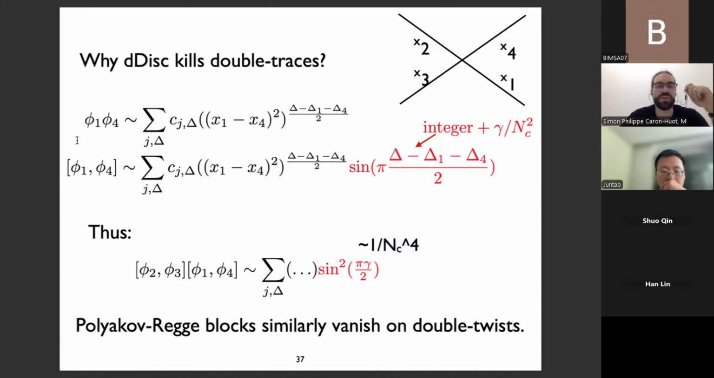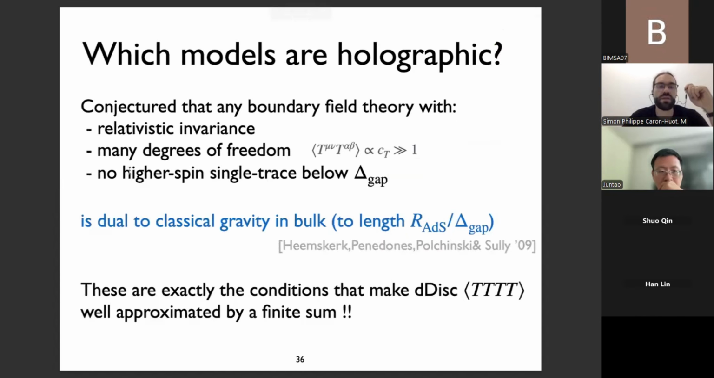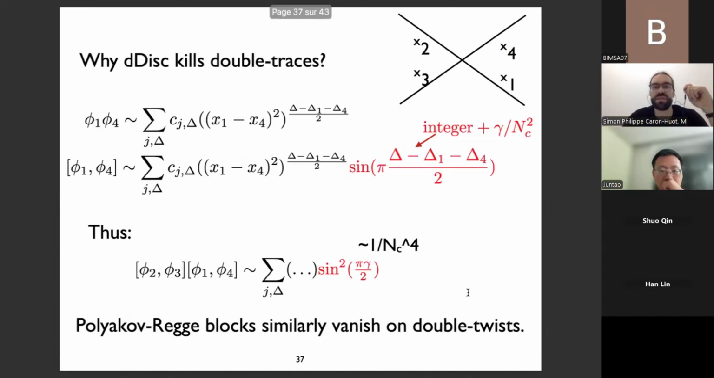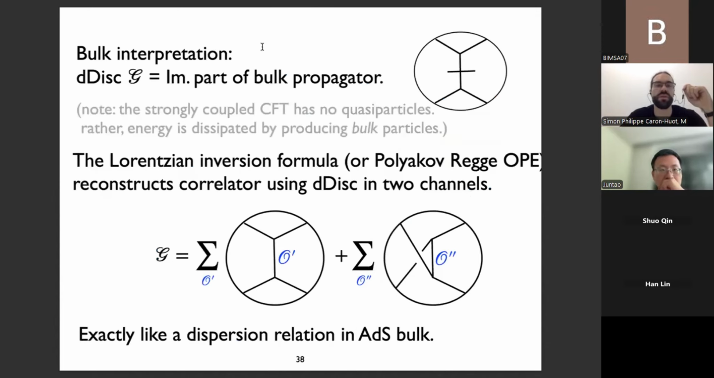So this double discontinuity is completely insensitive, to a very good approximation, to the double trace, and it's saturated by single traces. And what happens in this theory that we conjecture to be holographic is that you have very few single traces. That means this double commutator is easy to calculate. So what this does in practice looks like that. You can draw a picture.